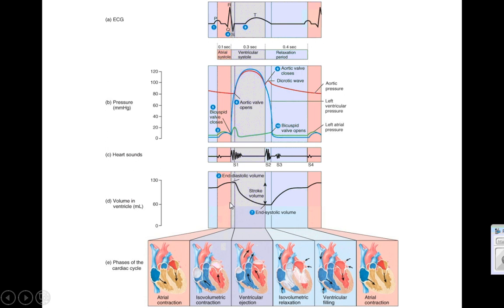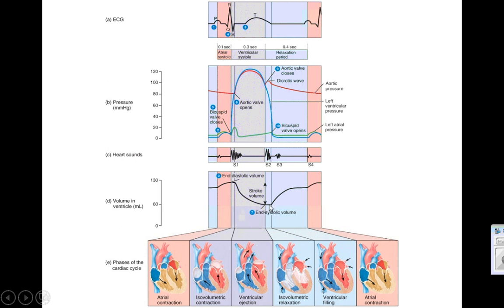For a very short amount of time, the ventricles contract but don't shorten. Look what happens to pressure, though. It goes way up. And then it exceeds pressure in the aorta, and the aortic valve opens. And look what happens to volume. It goes way down because it's pumping the blood out. We call that ventricular ejection.